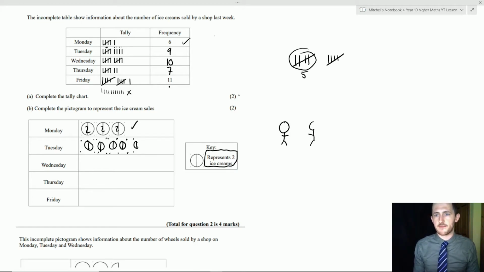For Wednesday, we have 10. So how many 2's go into 10? That's 5. So I'm going to draw 5 circles. 1, 2, 3, 4, 5, and then draw the line through the middle, and then draw the dots. 1, 2, 3, 4 for each circle. Perfect.